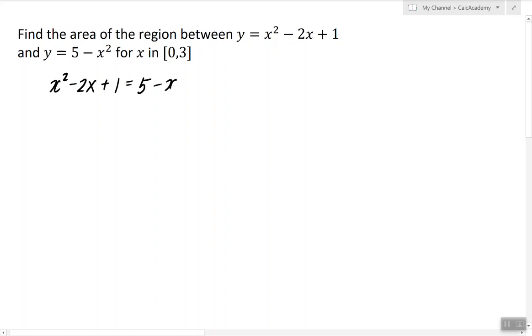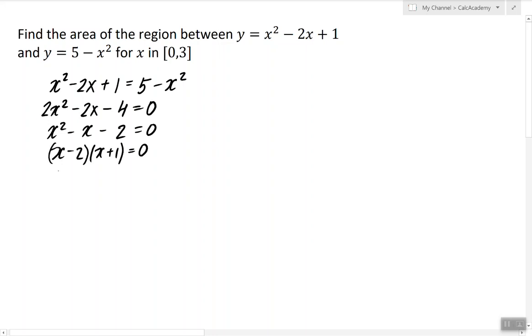So to find the points of intersection, we set the functions equal to each other, bringing all the terms to one side and setting it equal to 0, we get the following. Then dividing it by 2, we can actually factor this one. So the points of intersection are 2 and -1. So these two parabolas intersect at 2 and -1. However, only one of these points is in the interval from 0 to 3.